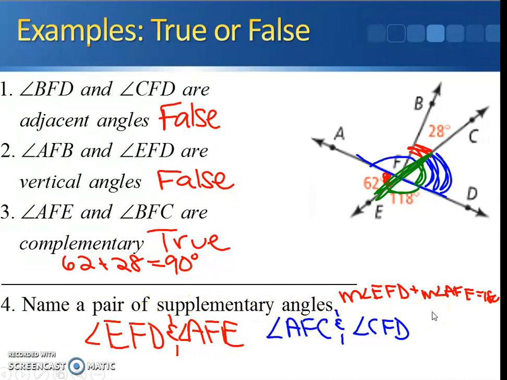So there are some choices here. Supplementary angles add up to 180. So you can write EFD plus AFE, since they're on the straight line right here. Or you can do AFC plus CFD right here on the straight line. You can see the straight line. Or angle EFD plus angle AFE. So they're also a straight line. So there are some choices here. So please check your answers.